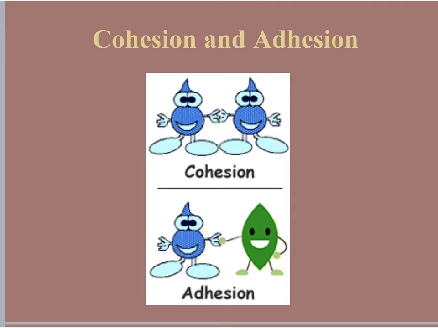Okay, so let's look at water's cohesive and adhesive properties. So cohesion is where one water molecule sticks to another water molecule. And we know that's because of their polar nature, right? So cohesion is water molecules sticking to other water molecules. Let me give you an example. Or you could even try this at home. Try it with your kids or little brothers and sisters or even your parents.